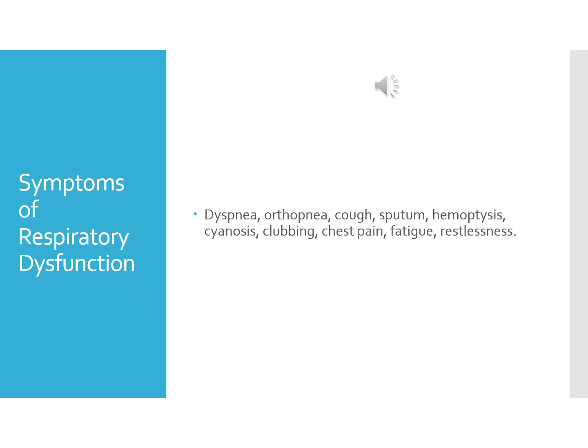So orthopnea is actually difficulty breathing when they have different positioning, especially when lying flat. So oftentimes your patient will start to complain about not being able to sleep lying down anymore, that they've had to put a couple pillows behind them, or they feel better sleeping in a recliner chair. They have orthopnea. A cough is just, we all have a cough.